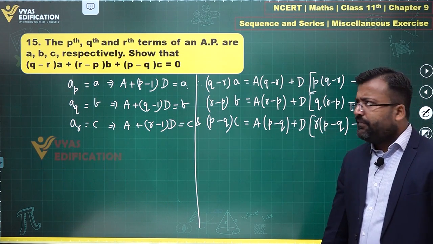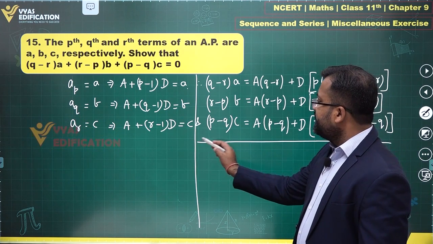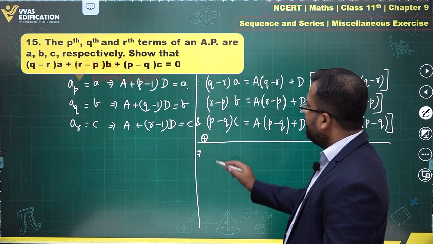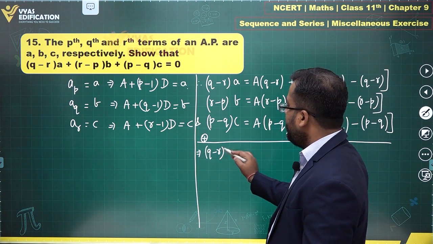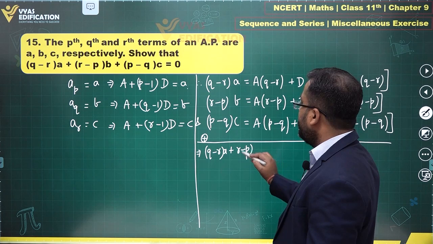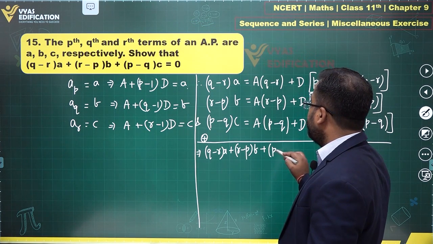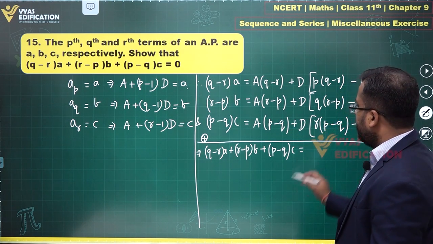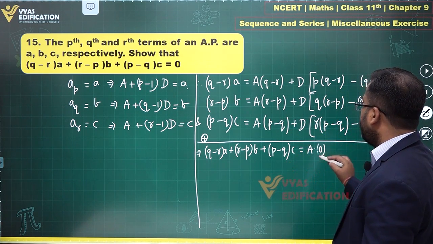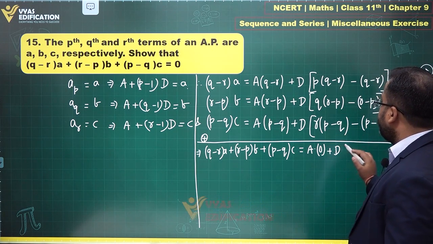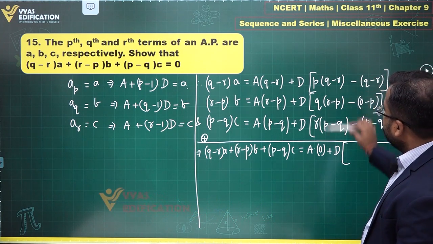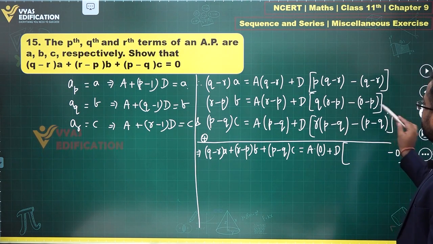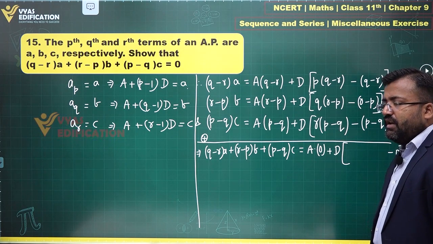Is that okay? Yes. Now, simple addition of these three, what will that give me? Q minus R times A plus R minus P times B plus P minus Q times C is equal to A times Q minus R, R minus P, P minus Q will get cancelled. This will be A times 0 plus D times, what is this? In the bracket you have these and minus these. So minus these will be simply 0, that's what you can observe. Q minus R, R minus P, P minus Q will be simply 0. These terms will get cancelled.